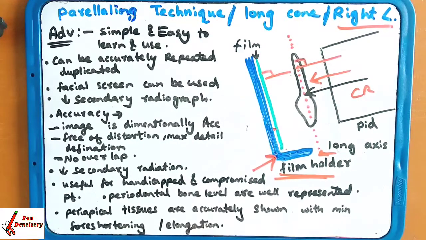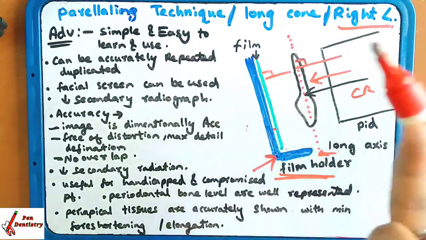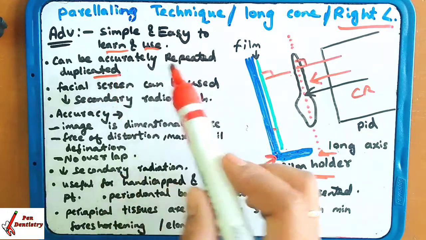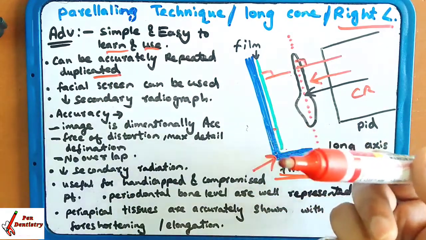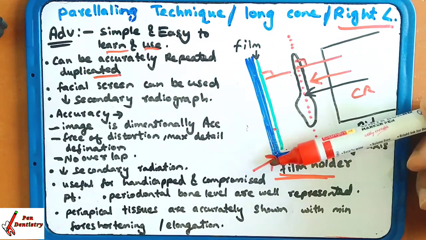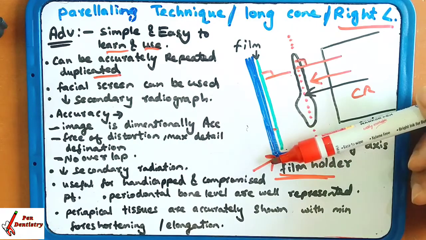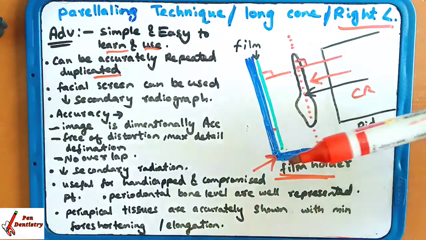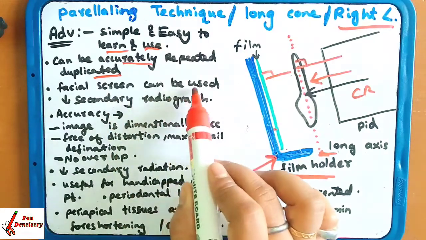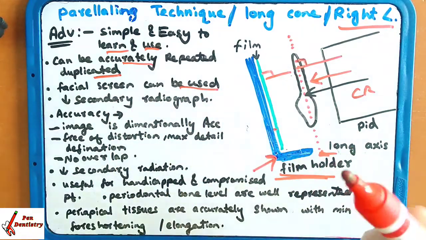The advantages of the parallel technique, long cone or right angle technique: first, it is simple, easy to learn as well as to use. It can be accurately repeated or duplicated. If you have placed the film holder in a position like this and you take the radiograph again, the images formed before and after will be accurately similar. A facial screen can also be used here.